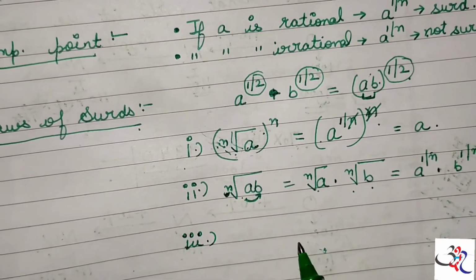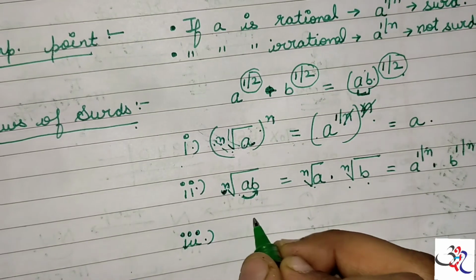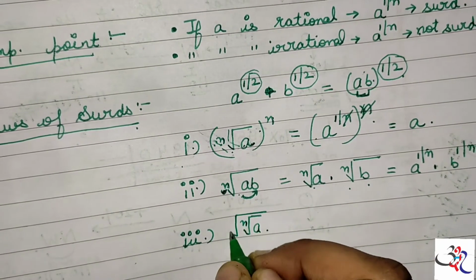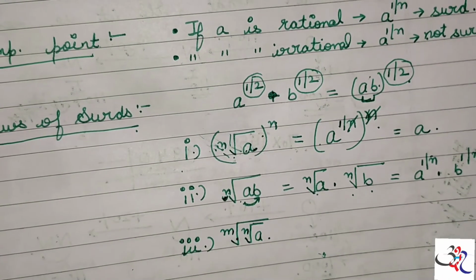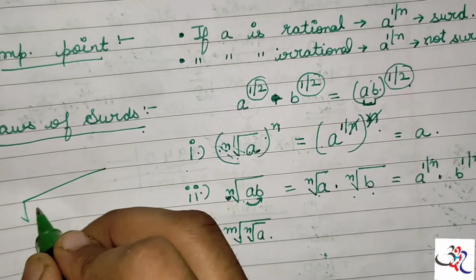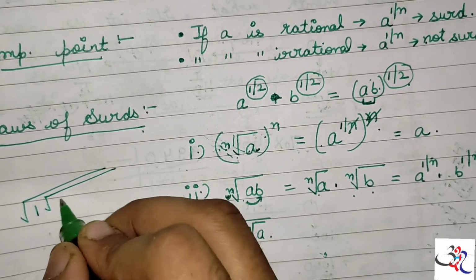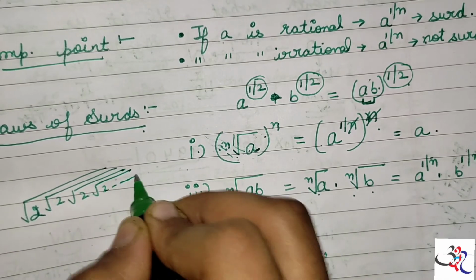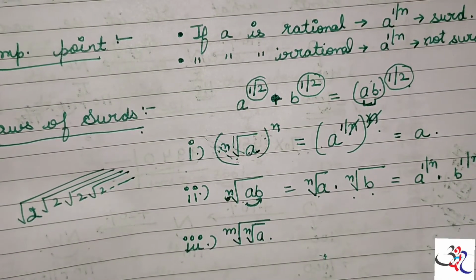Third law can be what? Third law can be like this. Suppose any number, any surd is written in this form. You have seen such kind of questions also in the mathematics in the NCERT books. There were some questions like under root of 1 and then under root of 2, under root of 2, under root of 2, like these types of questions were there in the NCERT books, right?